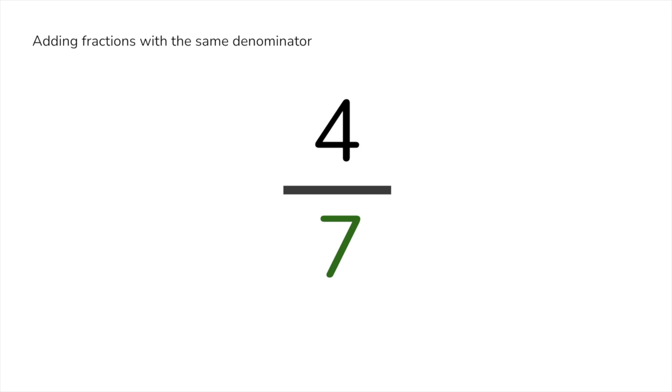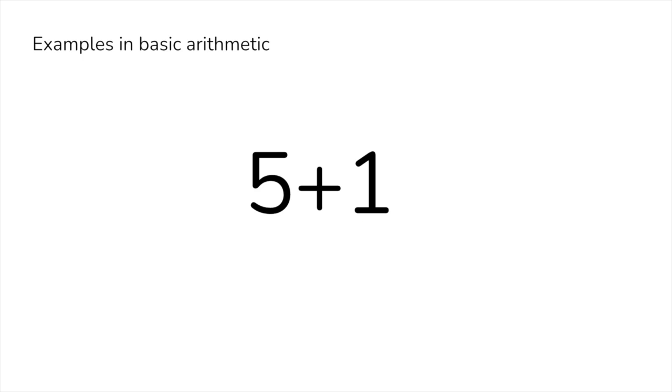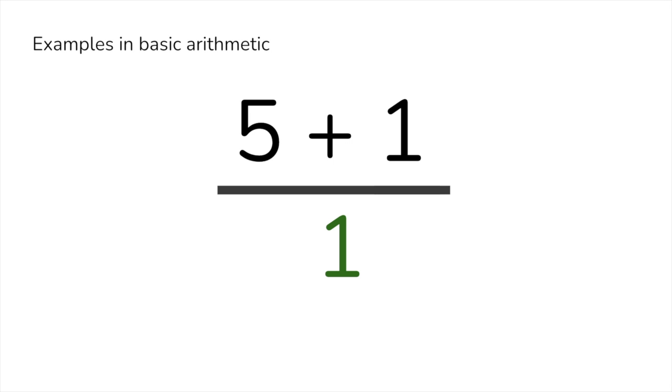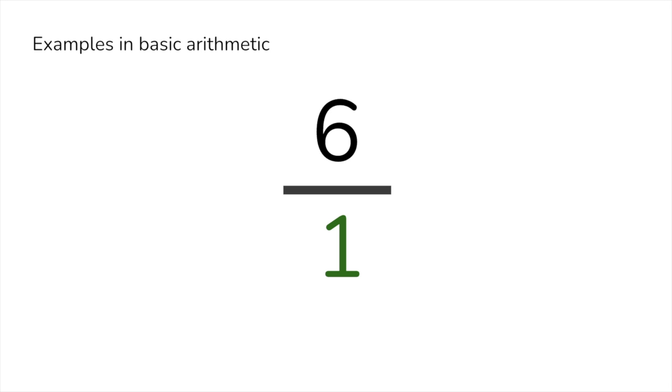This concept is even seen when doing basic addition. Let's say, for example, we have 5 plus 1. 5 plus 1 is the same equation as 5 over 1 plus 1 over 1. Both fractions here have the same denominator, so we can just add the 5 plus 1 and keep the 1 as our denominator and have 6 over 1 as our final answer, or 6.